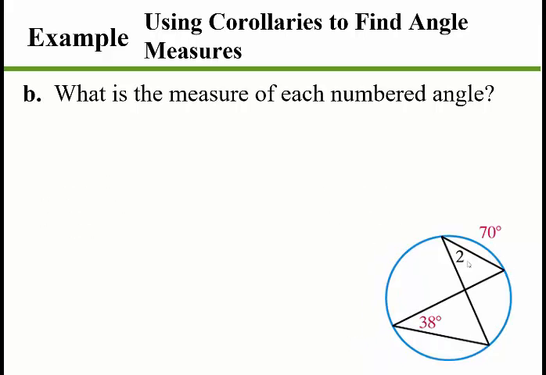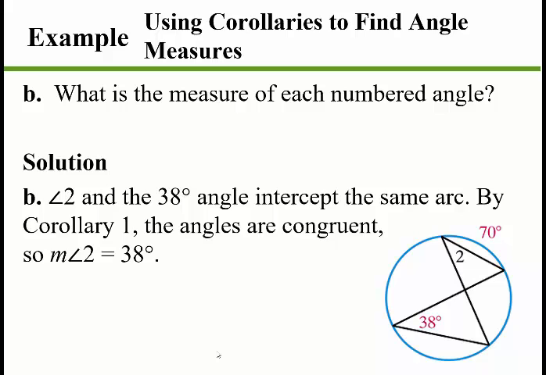What is the measure of this numbered angle 2 here? Well, notice that its arc is right here, and this other angle here has the same arc. So the measure of angle 2 and the 38 degree angle intercept the same arc. So by the first corollary, they're congruent. And the measure of angle 2 then must also be 38 degrees.